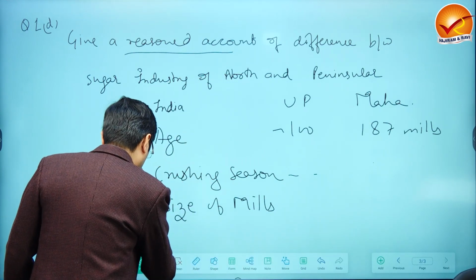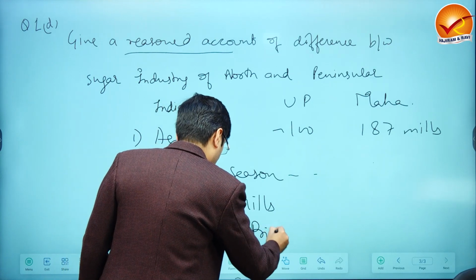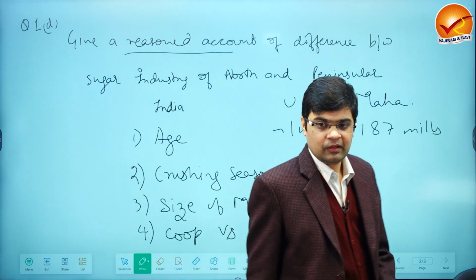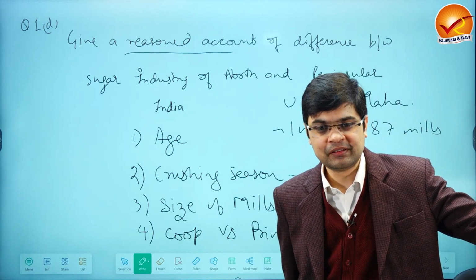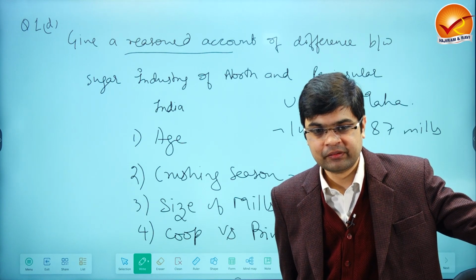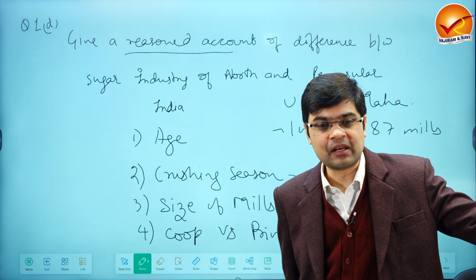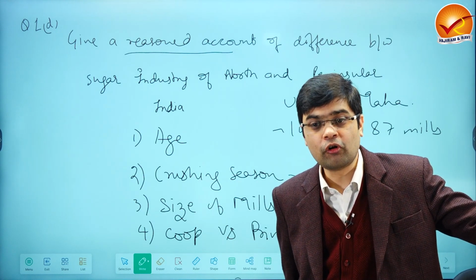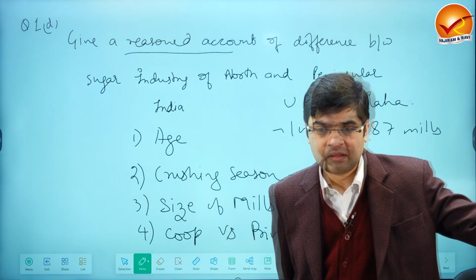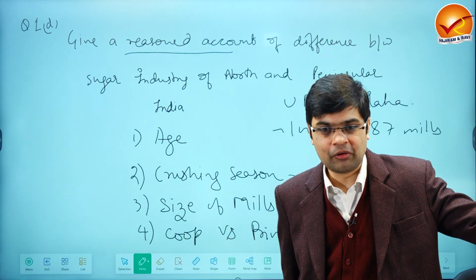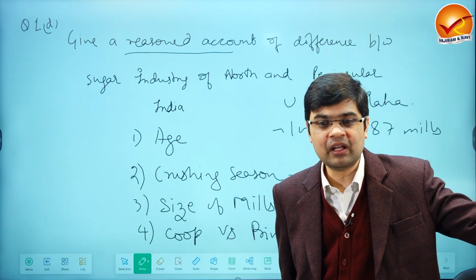Fourth, peninsular India largely has cooperative mills, while in northern parts of India we have mills which are largely in private hands. Most of the cooperative mills of UP have been shut down or converted into private mills. Then you can mention the efficiency of production of sugar in peninsular India versus North India. Peninsular India is more efficient.